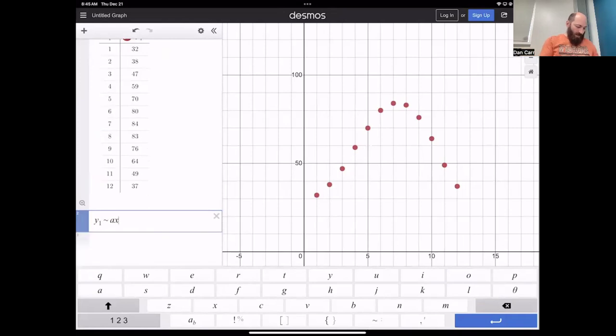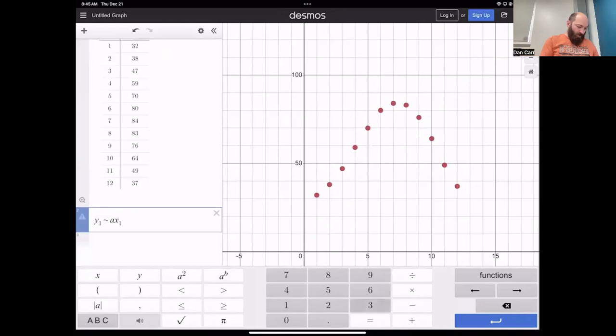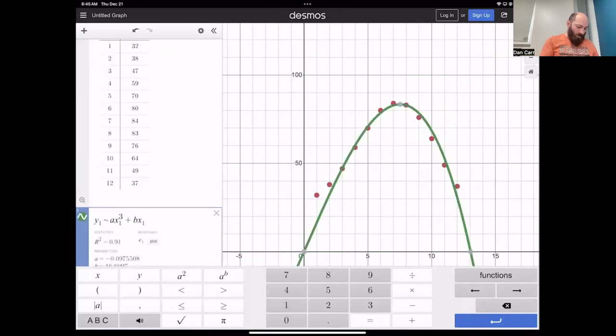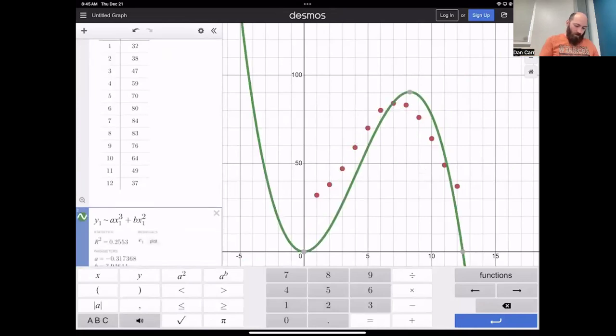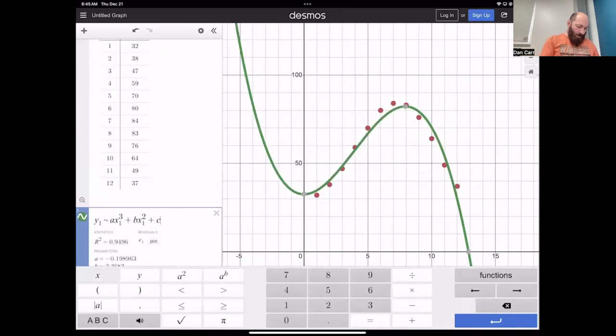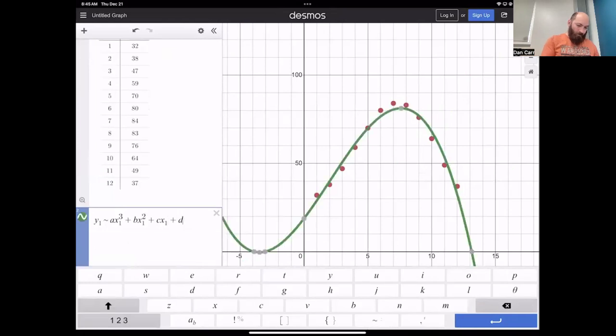Where am I at? ax1 raised to the third power plus bx1 raised to the second power plus cx1 and then plus d. So you can see it's not a bad curve, right? It's pretty close to that.